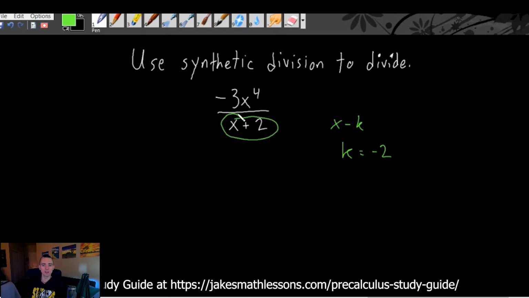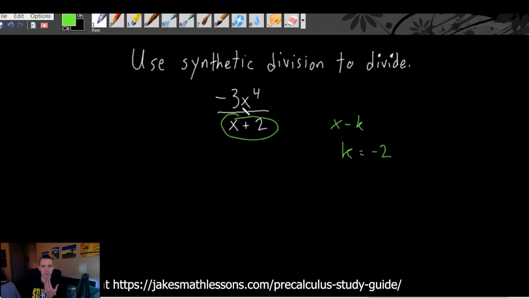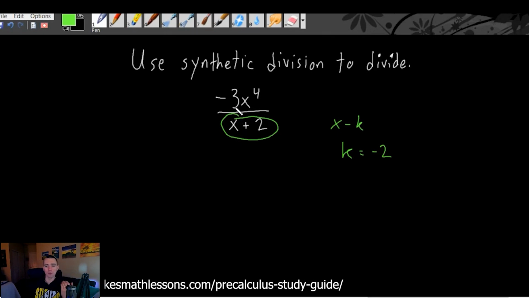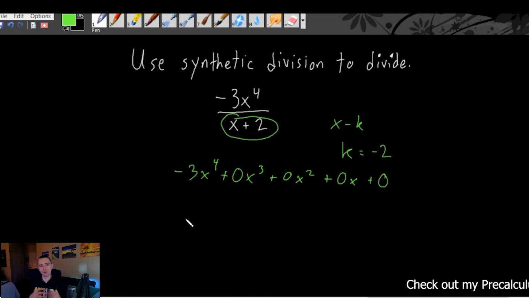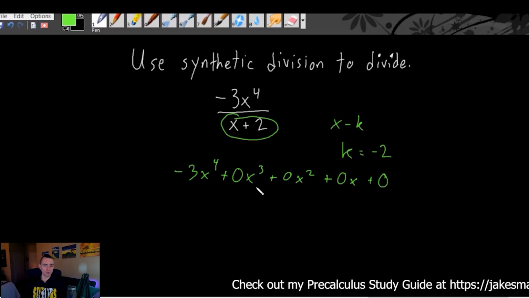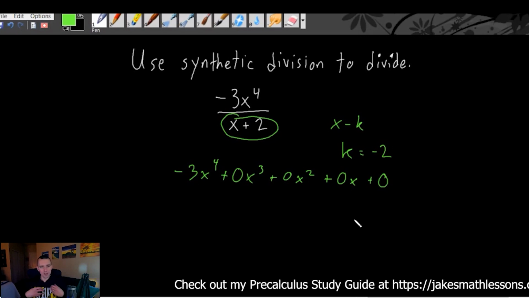In this case, we only have one x term. So how do we deal with that? Well, what you can do is think of negative 3x to the fourth as basically the same as negative 3x to the fourth plus 0x cubed plus 0x squared plus 0x plus 0. So if you are ever missing any powers of x in the middle of your polynomial or towards the end of your polynomial, you need to fill in the gaps with zeros.